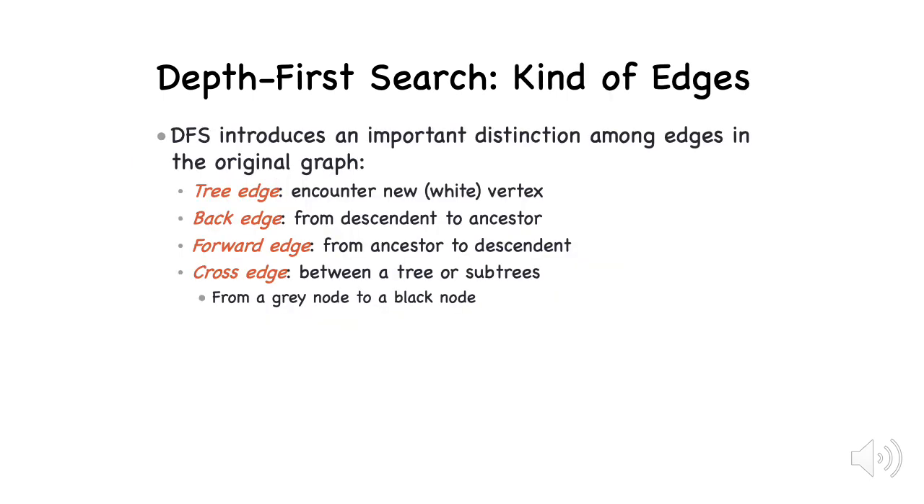Next, one more topic which has to be attached to this portion is DFS kinds of edges. There are 4 different kinds of edges, which we have already discussed, but now giving them names. Tree edge: encounter a new white vertex. Back edge: from the descendant to the ancestor. Forward edge: from the ancestor to the descendant. Cross edge: between trees or subtrees, that is from a gray node to a black node.